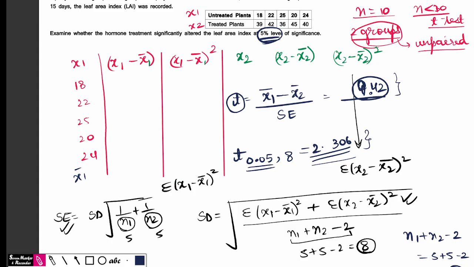Now from here you can easily say that whatever your calculated value was, it is greater than this value from the table. In this condition, you will always reject the null hypothesis. Now that is also a mistake which we made, that we did not write the null and the alternate hypothesis at the very first. Whatever the question asks, examine whether the hormone treatment significantly altered the leaf area. So we'll write as the alternate hypothesis that yes, the hormone treatment affected the leaf area index, and here we will write that it does not affect.